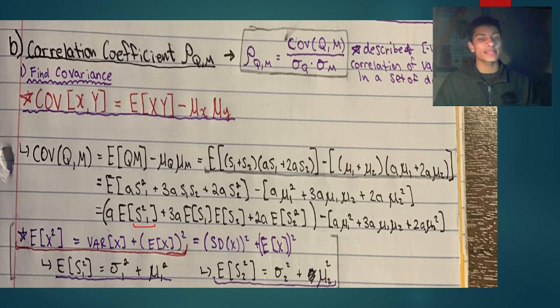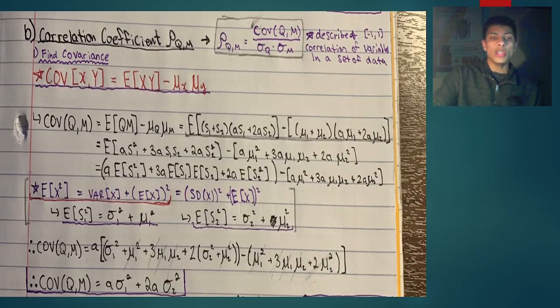We talked about this in class, where for our second moment, the equation for the expected value is going to be the variance of X plus the expected value all squared. So the second moment here is going to be equal to the variance plus the expected value of the first moment all squared. So we found our second moments.